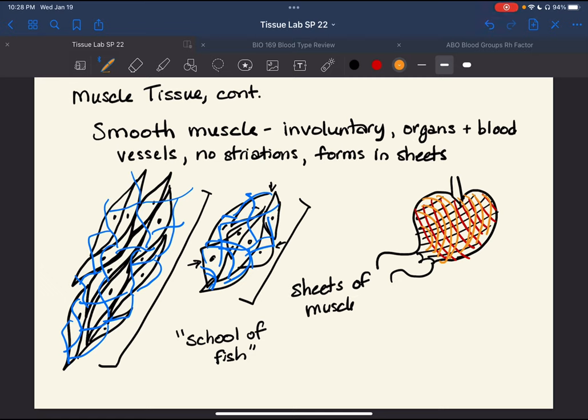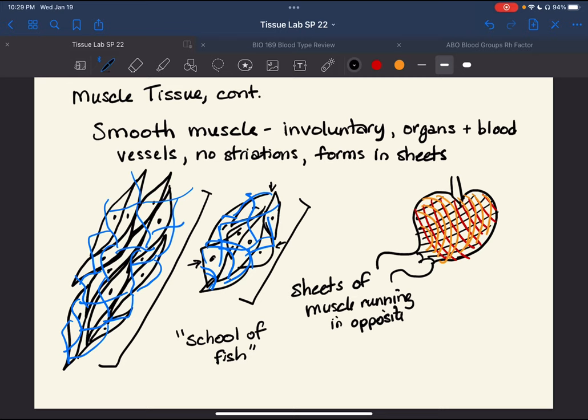So when all of the orientations contract, it squeezes whatever the organ is. And so that would squeeze the stomach. And in that way, you could squeeze and churn the stomach. So these are sheets of muscle running in opposite directions. You'll see it as concentric and horizontal and all these things.